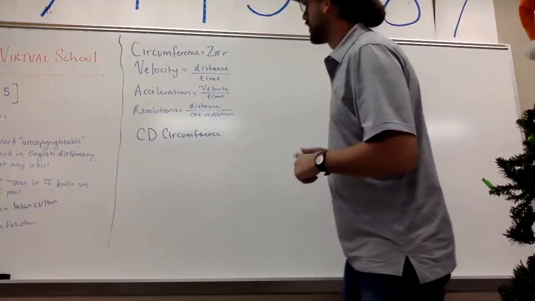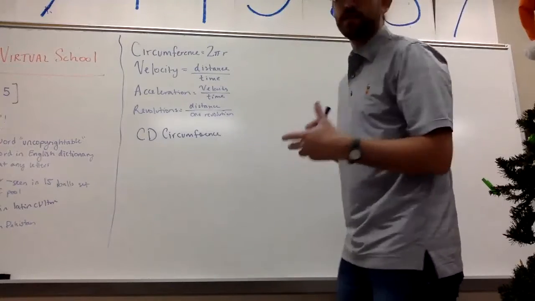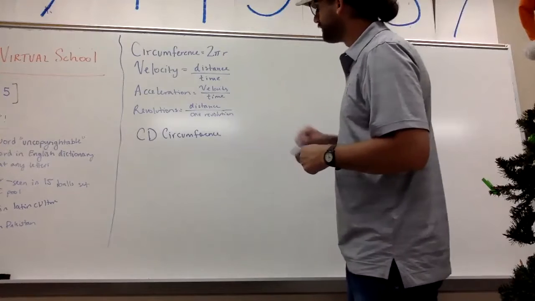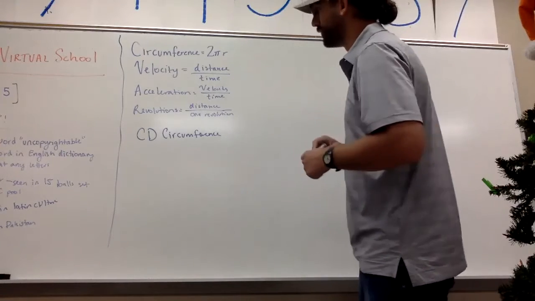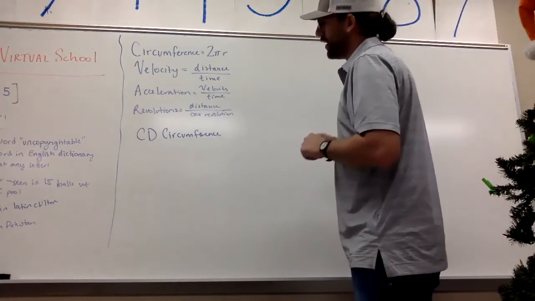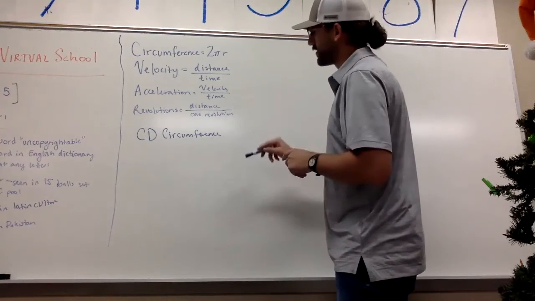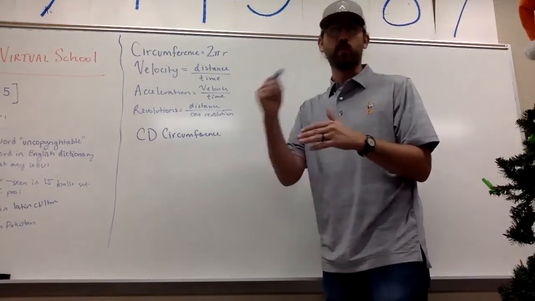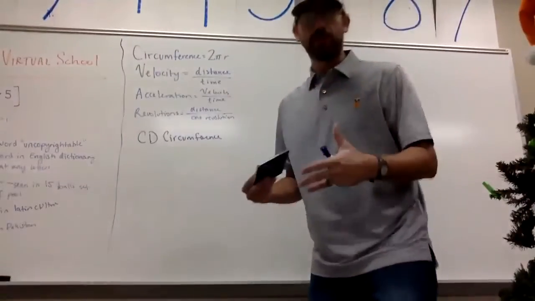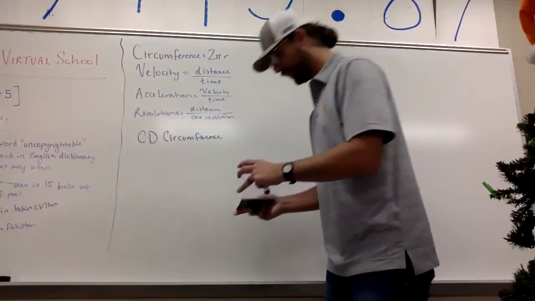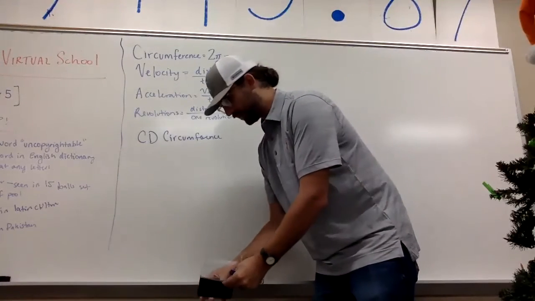So here are our three equations. We remember from the handout that I gave you that velocity is equal to distance divided by time. Acceleration is equal to velocity divided by time. Revolutions is total distance traveled divided by the distance covered in one revolution. And how do we find this distance covered in one revolution? That's the one thing that a lot of people have been struggling with. There's one of two ways that we can do this.